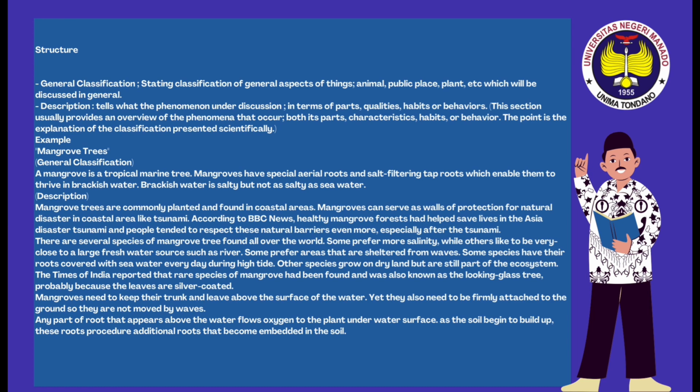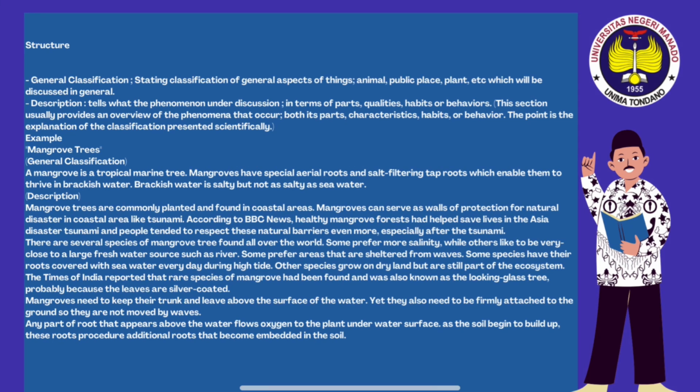Hi students, now I will give you another example of report text. Starting with classification of general aspects of things, animal, public place, plant, etc., which will be discussed in general. Description tells what the phenomenon under discussion is in terms of parts, qualities, habits, or behaviors. This section usually provides an overview of the phenomena that occur, both its parts, characteristics, habits, or behavior. The point is the explanation of the classification presented scientifically.